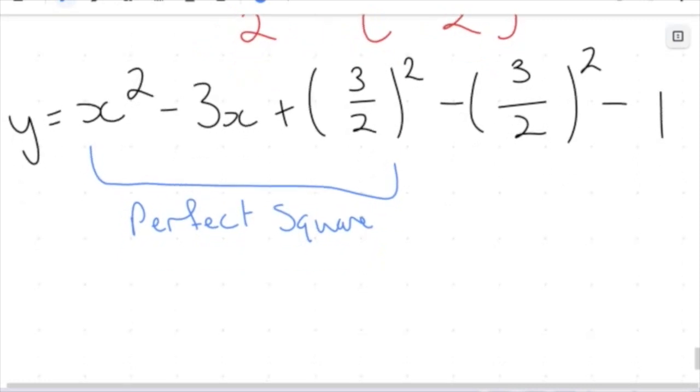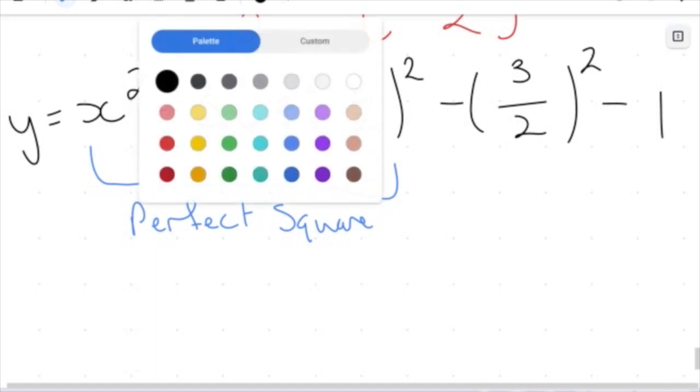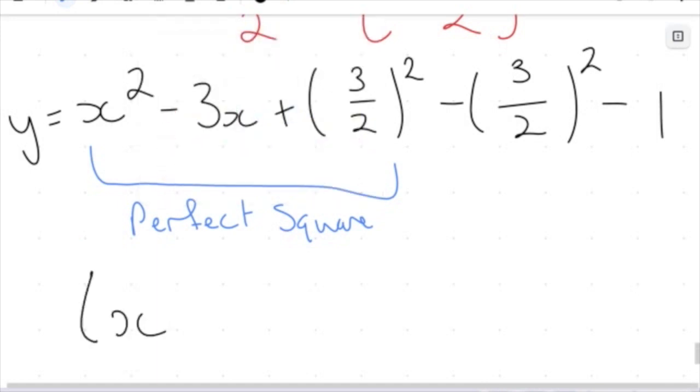Now, if we remember from how we did that in the previous videos, the perfect square just ends up being x as well as my number here, 3 on 2, and the sign is going to be the sign we have here. So that gives me x minus 3 on 2 squared, and then this thing here, minus 3 on 2 all squared minus 1, just gives me minus 13 on 4.